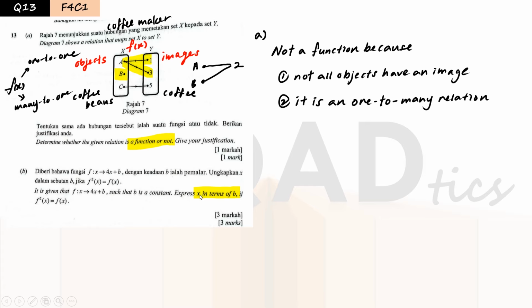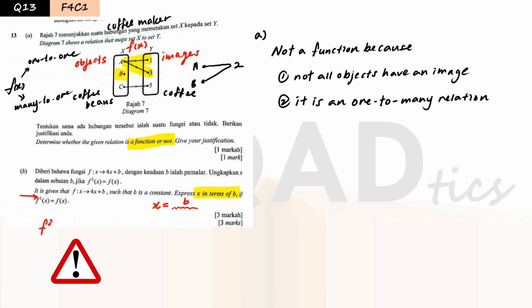Right, so express x in terms of b, meaning we need to form an equation where x is on the left side, whereas the other things are on the right side. So one of the things is b. Okay, so now to find out this equation, we first need to find out the values of these two functions. Right, but what is the 2 here?